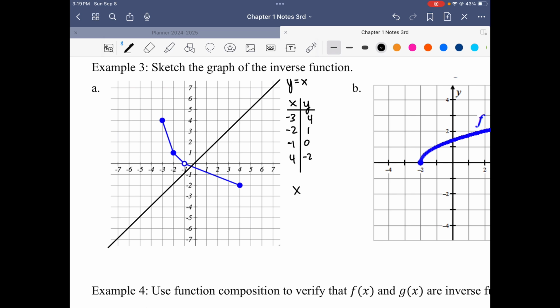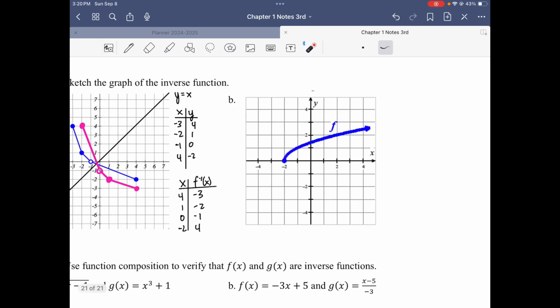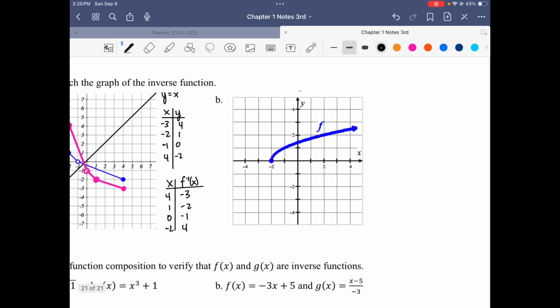So if we were to create the inverse, we would get points at 4, negative 3, 1, negative 2, 0, negative 1, and negative 2, 4. Then all that's left is to graph those points. It is important to note that this one inverted is here, this one inverted is here, this one inverted is here, and this one inverted is here. And please note that the open circles do stay as open circles. And you can very clearly see in that visual representation that they are in fact inverses. I always like to have that y equals x line on there when I'm dealing with inverses.